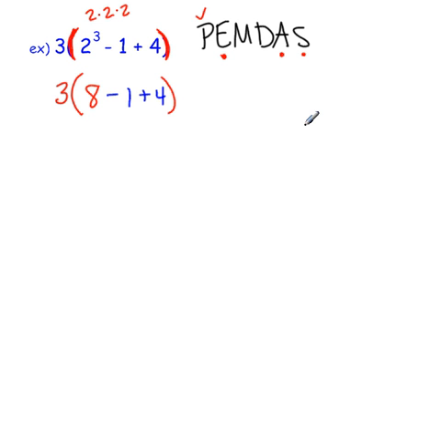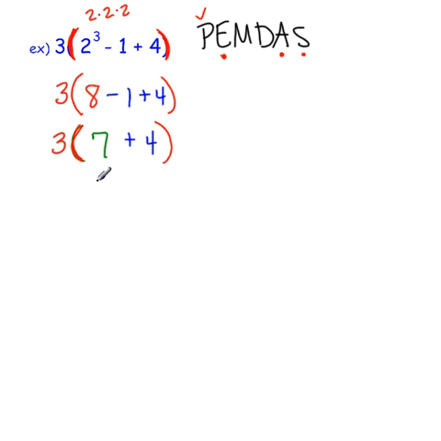So guess which part I'm going to do. Am I going to do the 1 plus 4, or am I going to do the 8 minus 1? I hope you said 8 minus 1, because you would be right. 8 minus 1 is 7. So I'm not going to do anything with the 4, nor am I going to do anything with the 3 yet. Still working in there to get the parentheses down to one number.